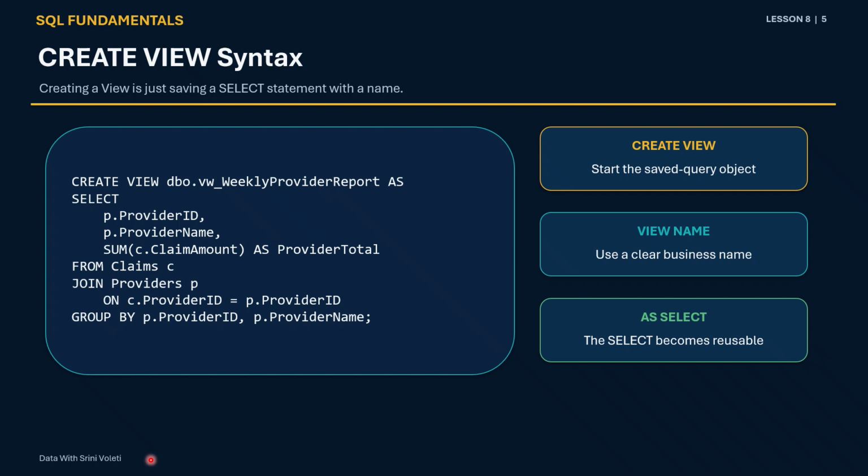There are also restrictions. For example, a view is not a place where every possible select syntax is allowed without rules. SQL Server places restrictions around constructs such as order by in a view definition unless used in a permitted context such as top or offset. And even then, you should not rely on the view itself to guarantee presentation order.